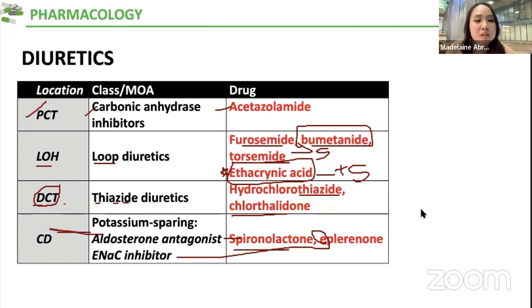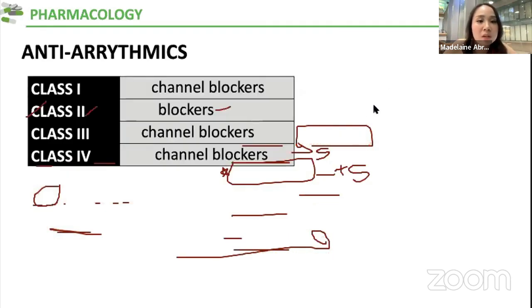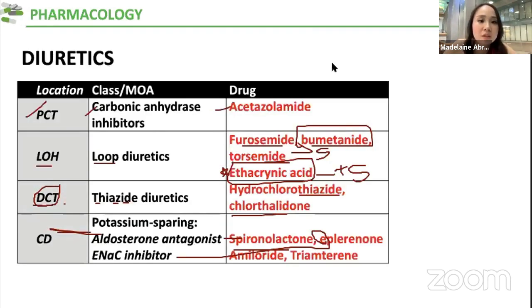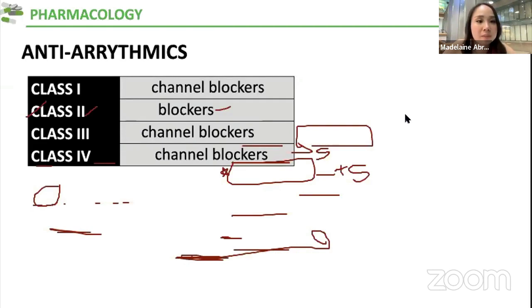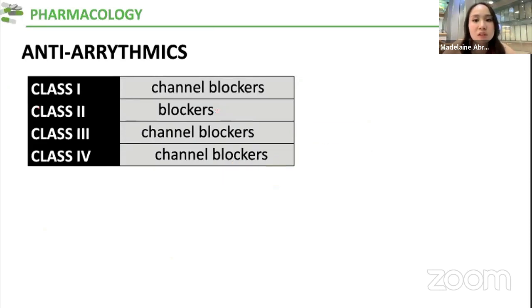Okay, remember these mechanisms at least, no? And also your spironolactone and eplerenone are aldosterone antagonists, while your ENaC inhibitors are amiloride and triamterene. Okay, amiloride and triamterene, ENaC inhibitors. So, ito, mnemonic ko dito, no, na-share ko nito sa mga naturuan ko before. Your na bakla ka. So, mnemonic sa antiarrhythmics, na bakla ka.